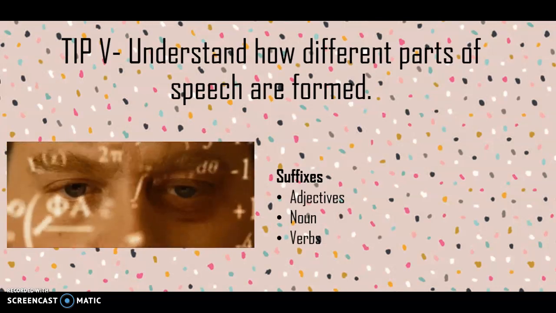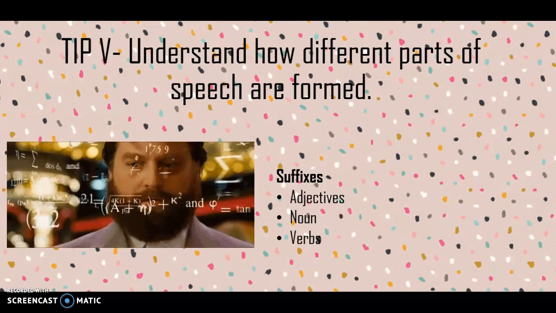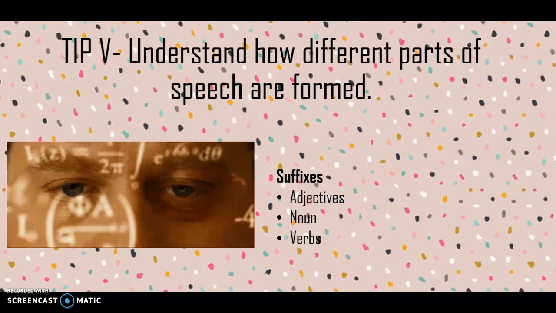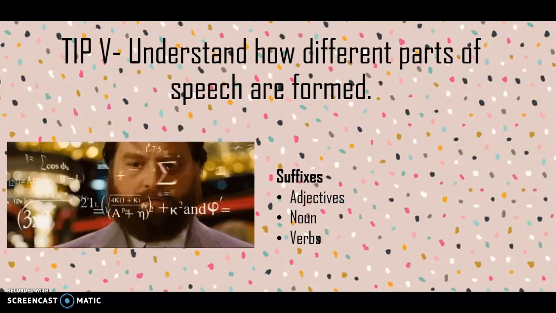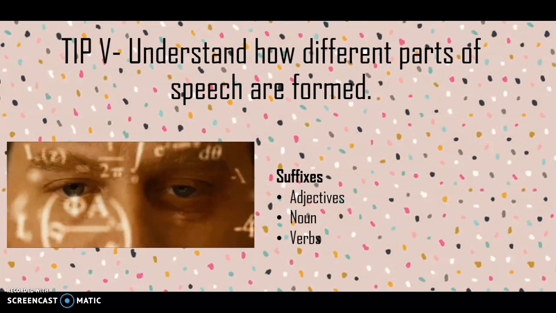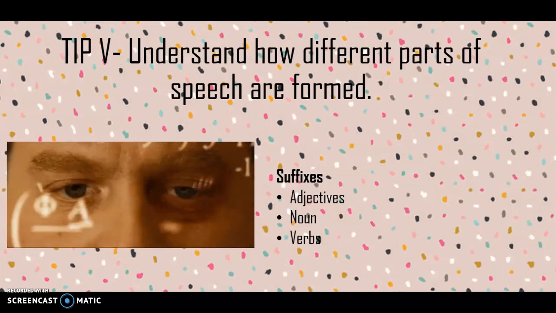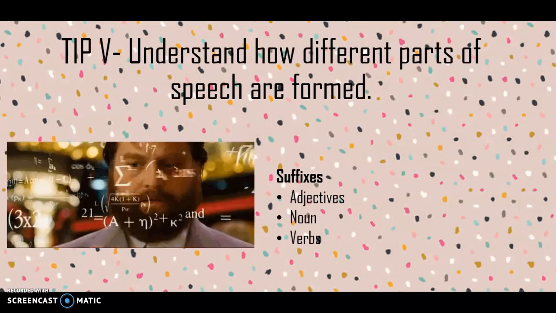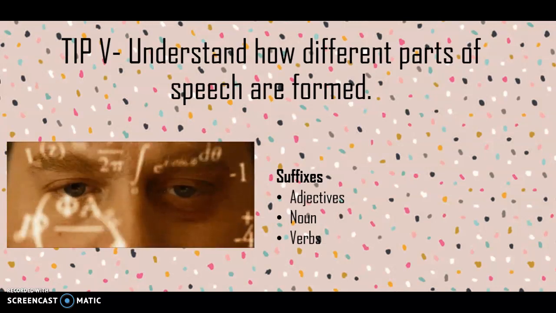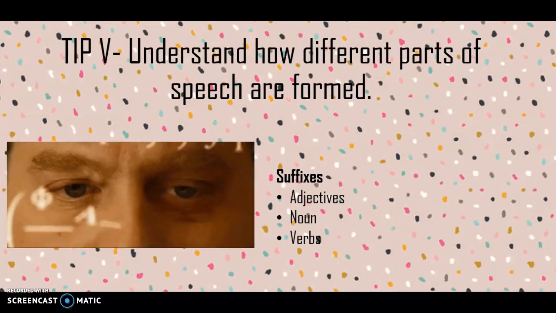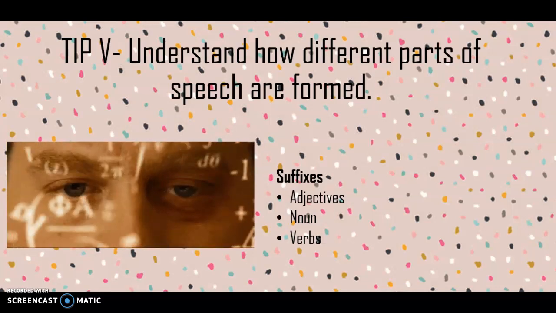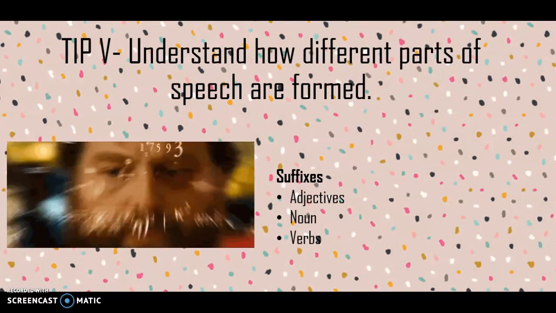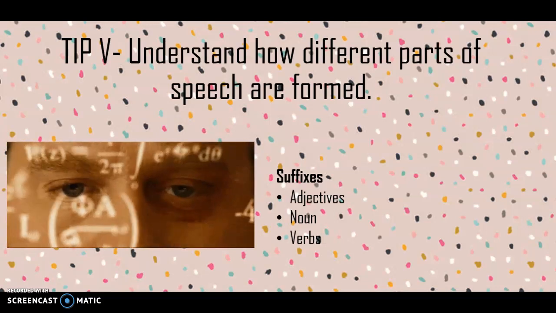And this can help us when there is a section in the TOEIC test in which you have to distinguish adjectives from nouns and verbs. So it's really important to know how to differentiate. One way is to know the different suffixes for adjectives, nouns, and verbs.